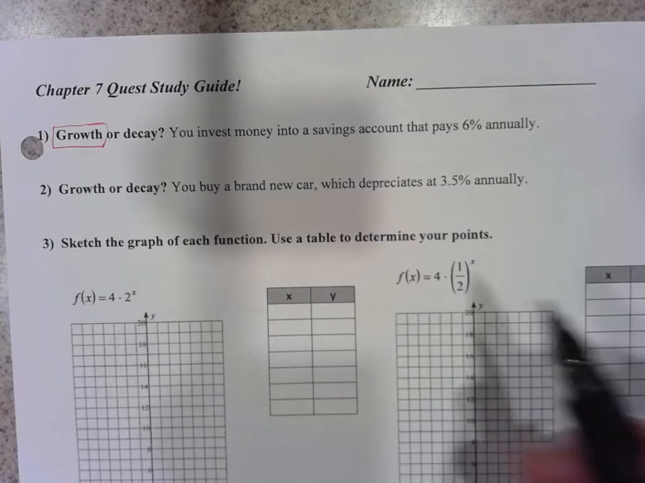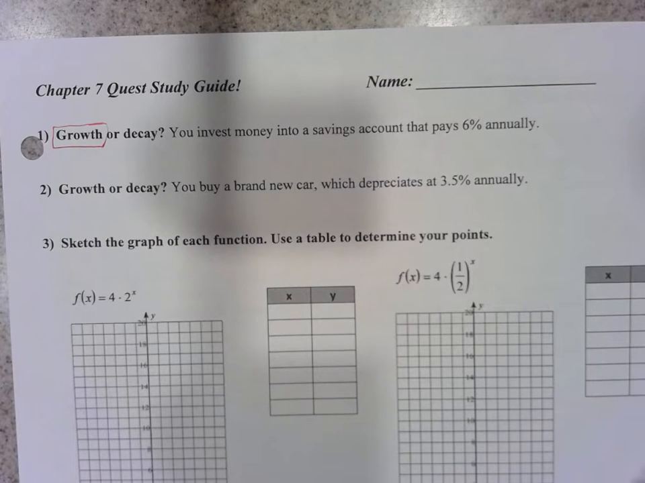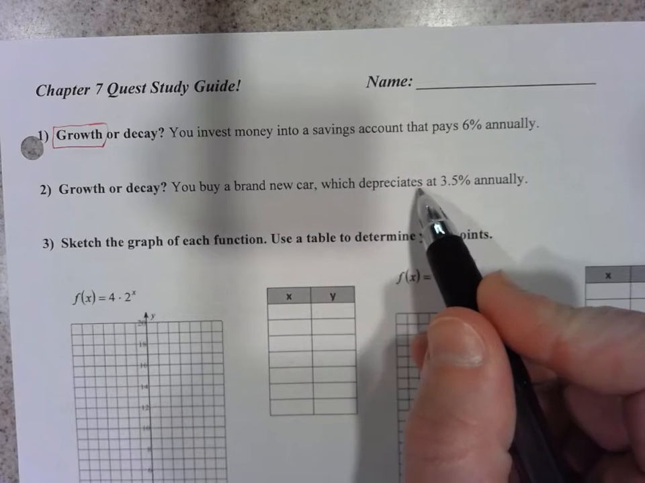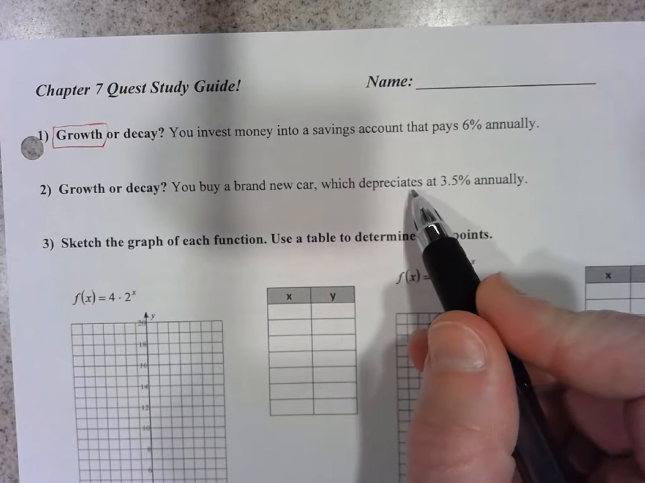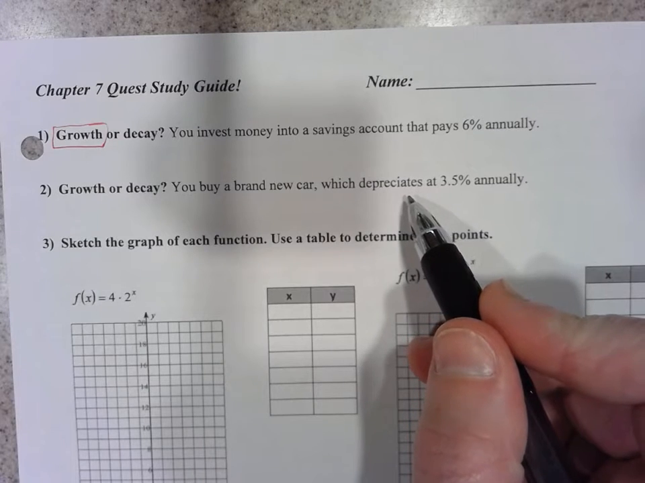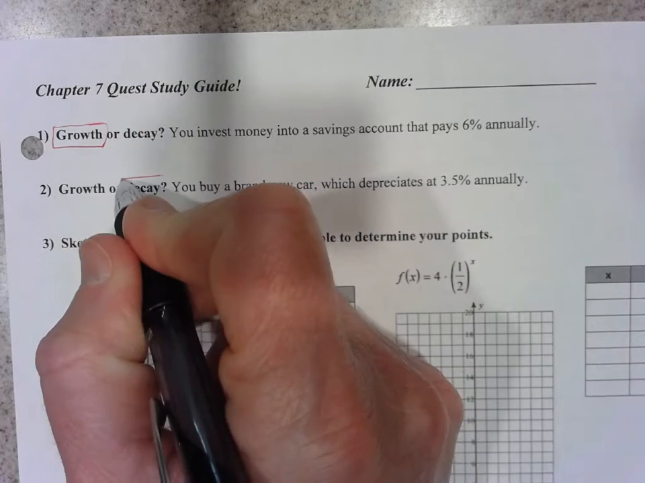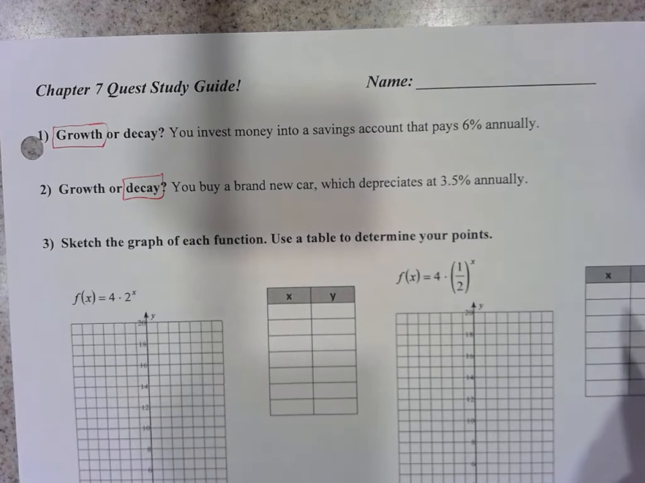Number 2, you buy a brand new car which depreciates at 3.5% annually. Depreciates is like a decrease in value, and so that is an example of exponential decay.